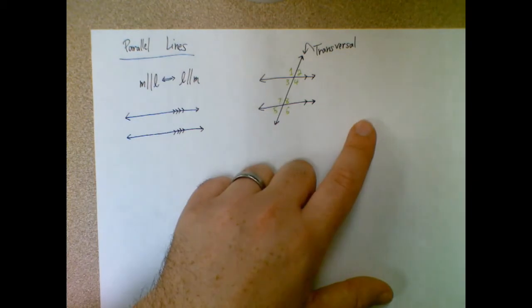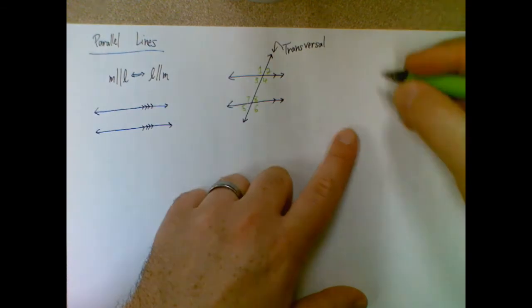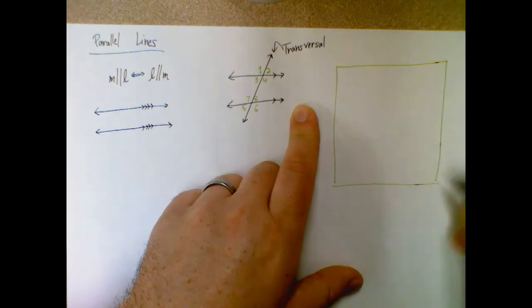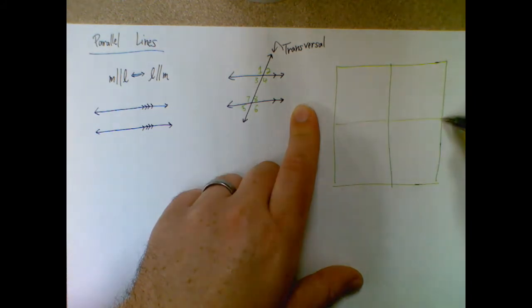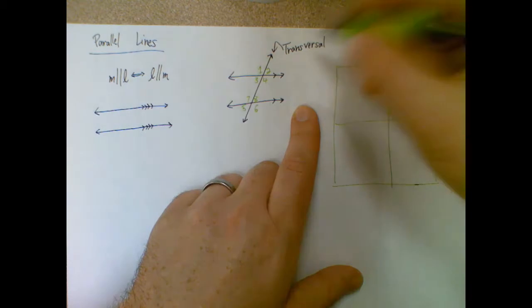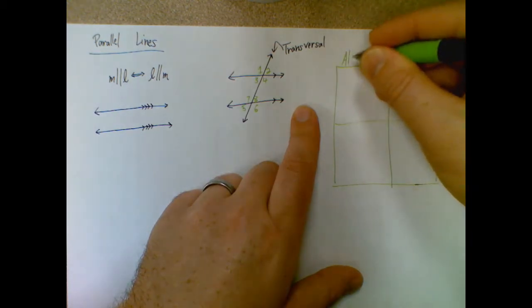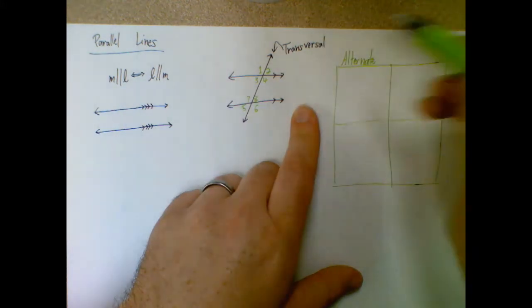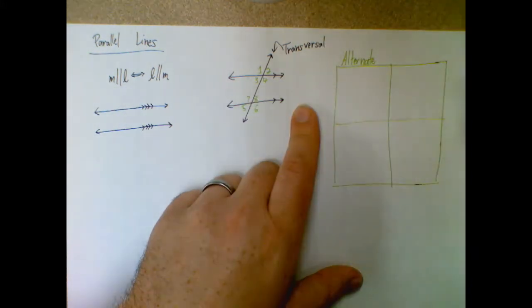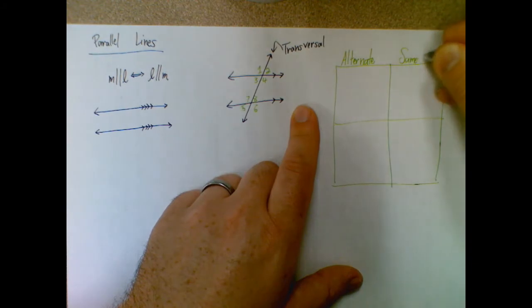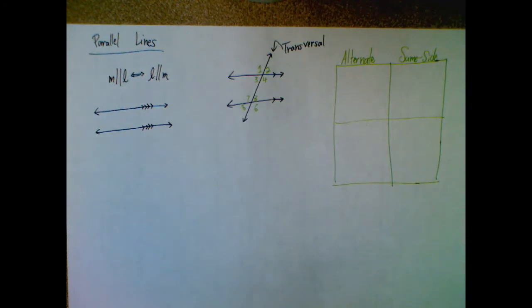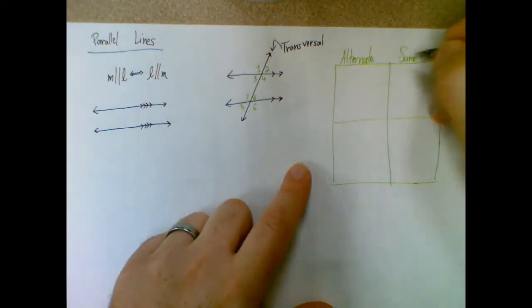So there are 2 kind of characteristics we're looking for right now. So I'm going to draw a little Punnett square style diagram here. So in terms of our transversal, we're going to have either alternate, which means they're on opposite sides, so one angle will be on the right, one will be on the left, or vice versa. Or same side, so they're both on the left, both on the right, something like that. Okay. So these are in terms of the transversal.